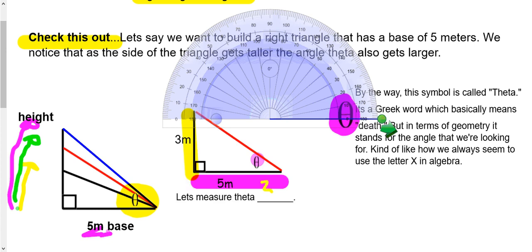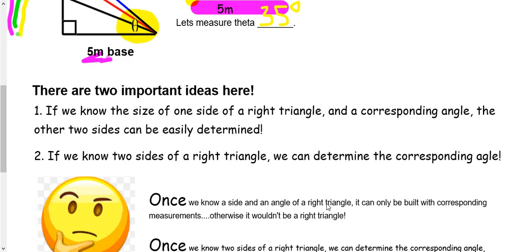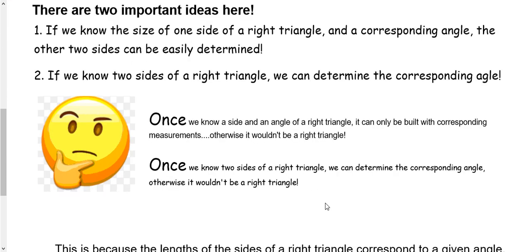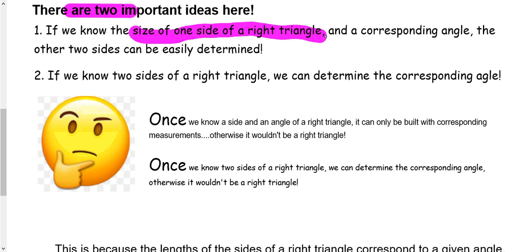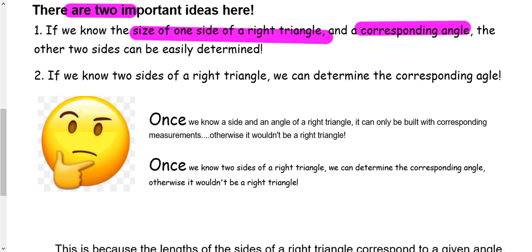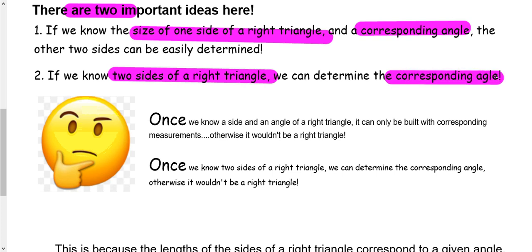Okay, 35 degrees. Now that's going to be important later on in the lesson because we're going to prove that over and over, and that's part of the whole beauty about mathematics, especially trigonometry, is you can prove this stuff. Okay, now there's two important ideas here. If we know the size of one side of a right triangle and an angle, the other two sides can easily be determined. Or if we know two sides of a right triangle, we can find the corresponding angle.